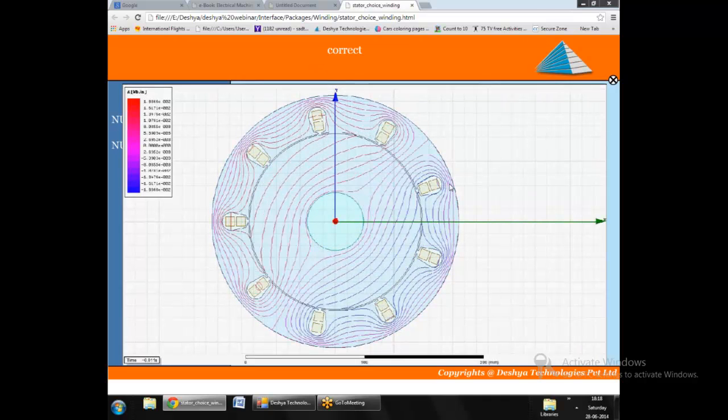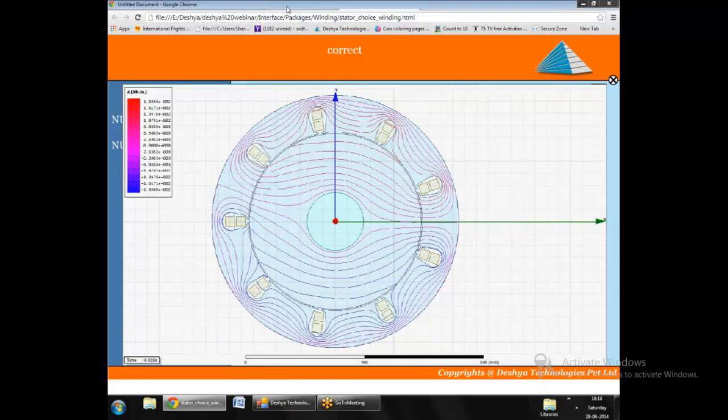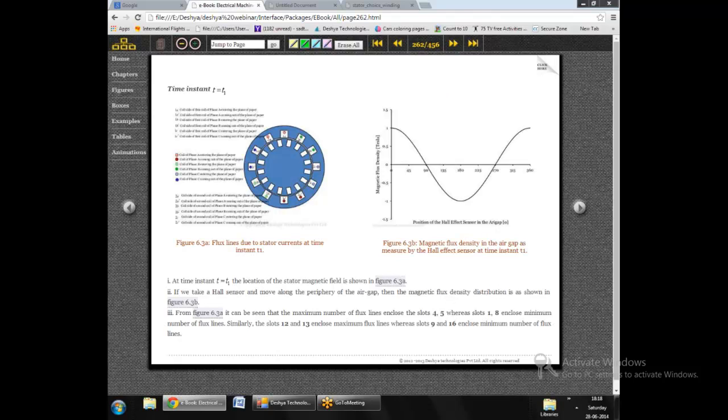So this actually illustrates how a rotating magnetic field is created, and this is shown over here, a rotating magnetic field. Now, due to this rotating magnetic field, all the further phenomena inside the machine take place, but it's very important to understand the concept of rotating magnetic field.